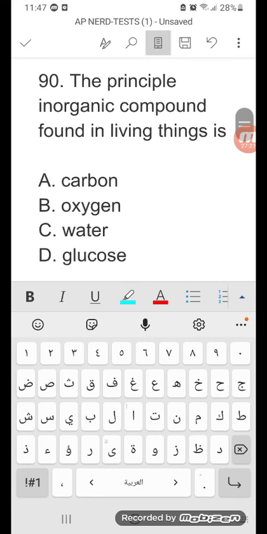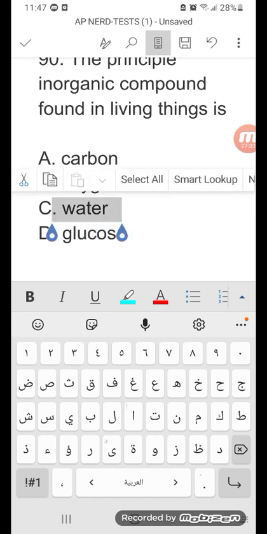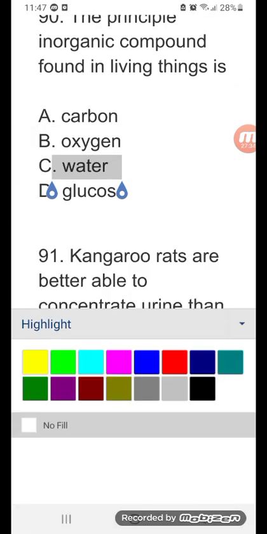The principal inorganic compound found in living things is water. Many people keep saying that water is organic. Water is inorganic, and all living liquids contain H2O.